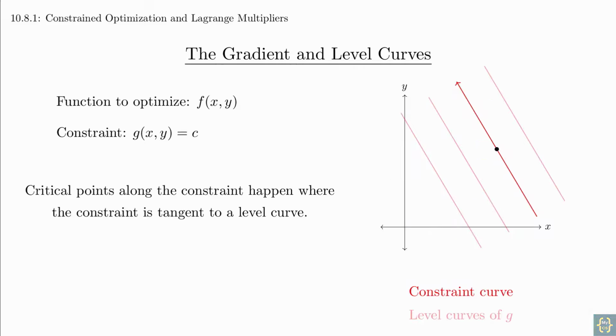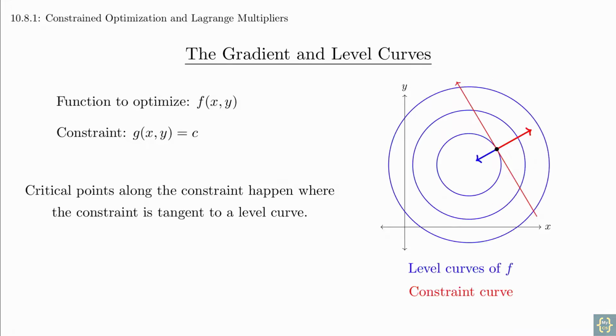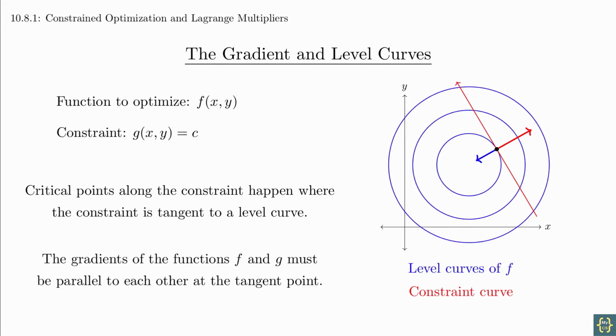And the trick is that the equation g of x y equals c is the equation of a level curve of the function g. And so the gradient of g gives us a direction perpendicular to the constraint curve at the point of tangency as well. And that gives us our second observation. The gradients of the two functions must be parallel to each other.